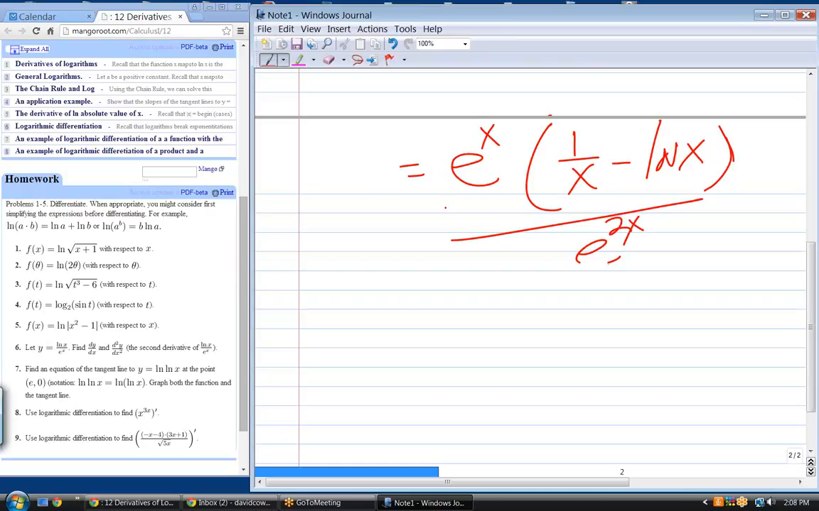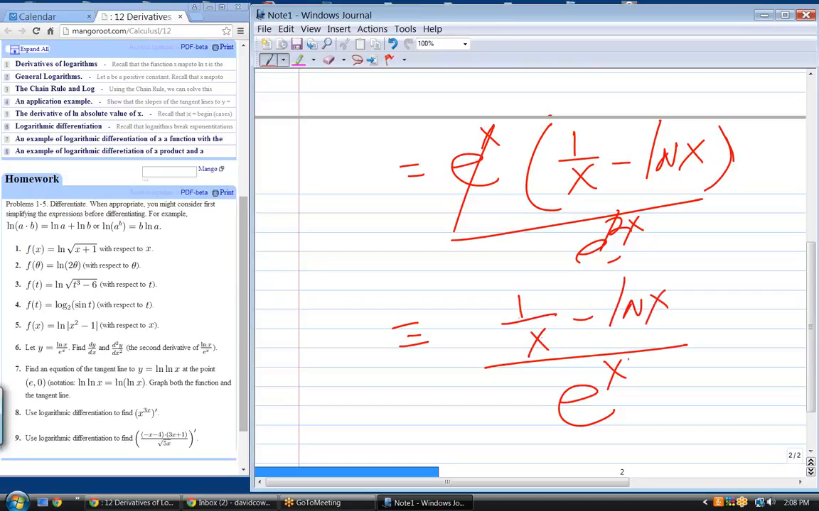And now we can do something with the e to the x and the e to the 2x. What's e to the x divided by e to the 2x? It would just be 1 over e to the x. You got it. So that 1 basically cancels out with that. And now on the top, I've got this. Okay? So that's y prime.